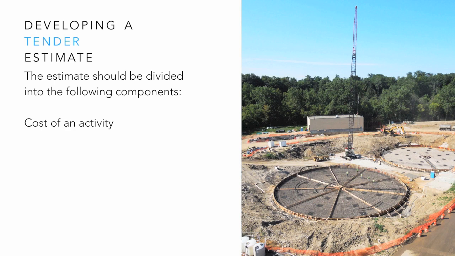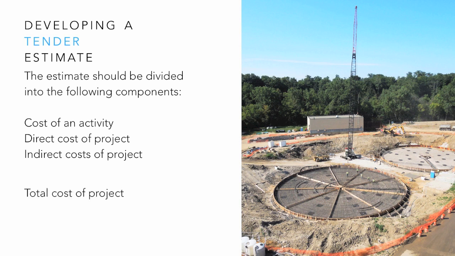Cost of an activity equals the sum of costs of all resources to complete the activity. Direct cost of project equals the sum of cost of all activities to construct the project. Indirect costs of project equals the sum of the costs of project overheads. Total cost of project equals direct costs plus indirect costs plus additional elements.